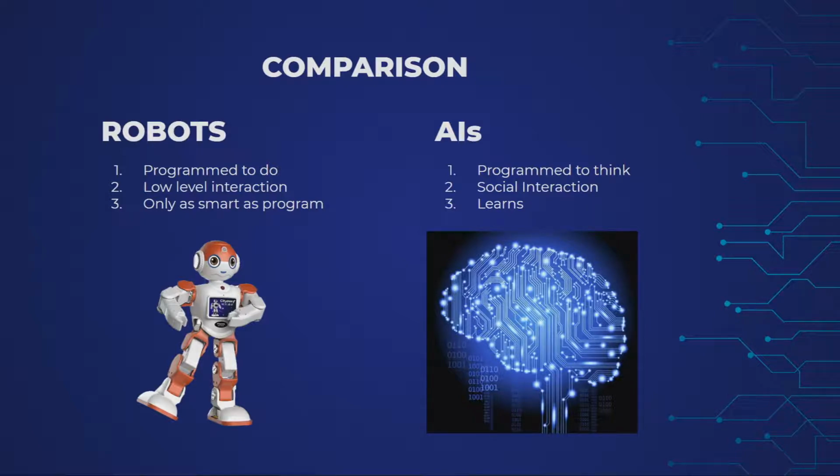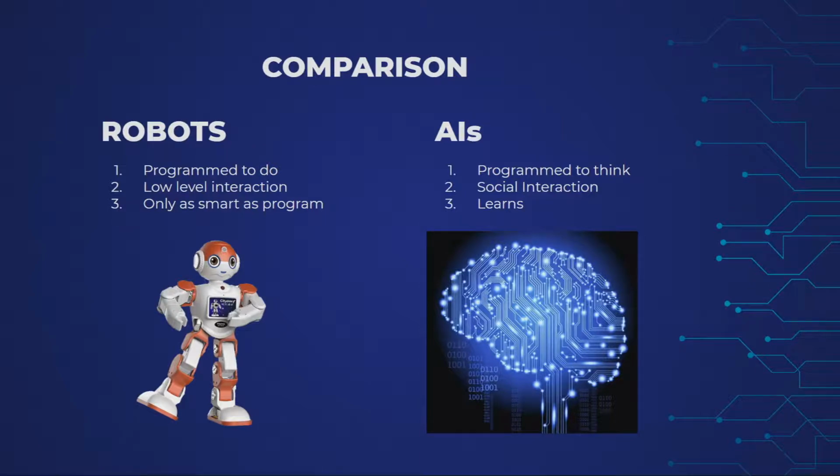But the AIs are programmed to do things like humans, and they can do social interaction also. Have you ever seen AIs talk with each other? And they can learn. This is the thing that makes AI differ from other things.